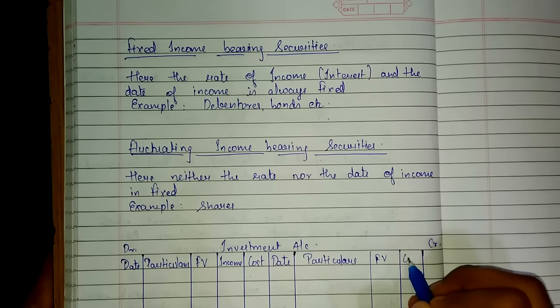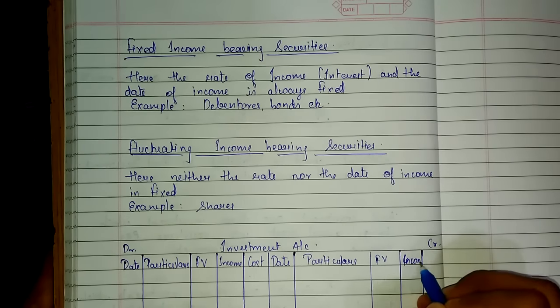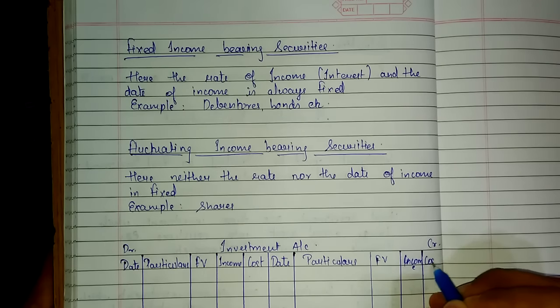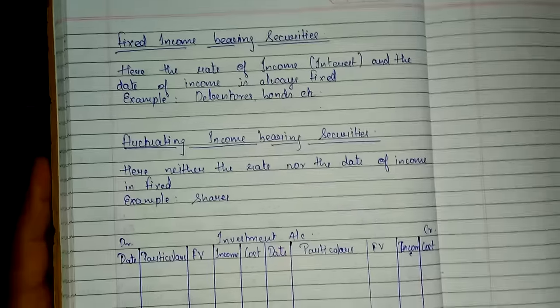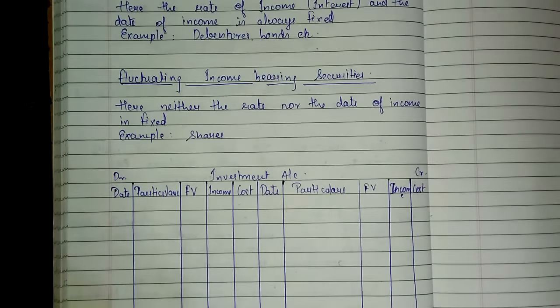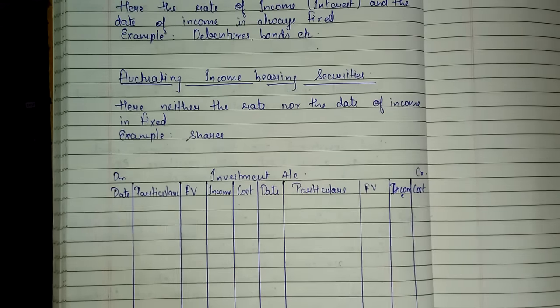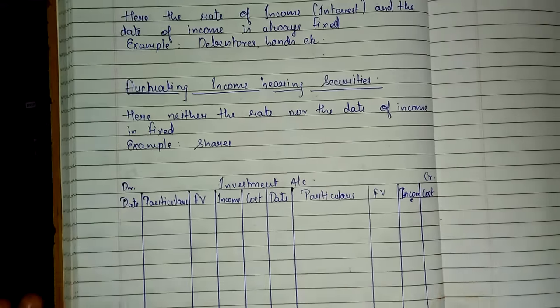FV, income, cost. Okay, so firstly please copy this account, draw the account, because many a times students don't know how to draw the account, and they know the entire chapter but don't know how to draw accounts.